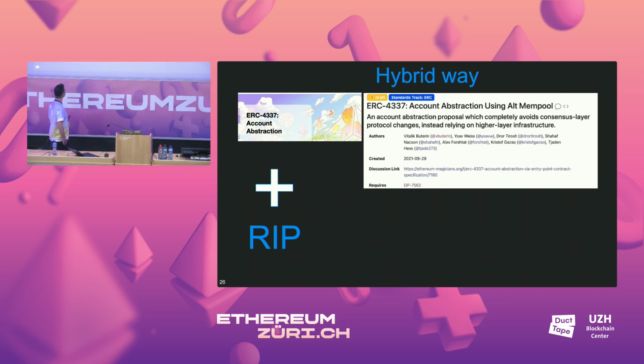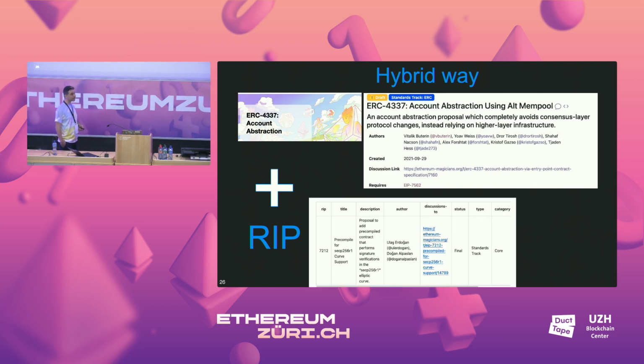In L2, for people, RIP doesn't mean that anything is dead here, it means something else. RIP is the counterpart of EIP for rollups, and it turns out we already have one. We have many proposed, but we have already one RIP adopted, and this is RIP 7212. And it's basically, if you ever used passkey to log into Ethereum, under the hood, you use this. It is deployed only on some L2s.